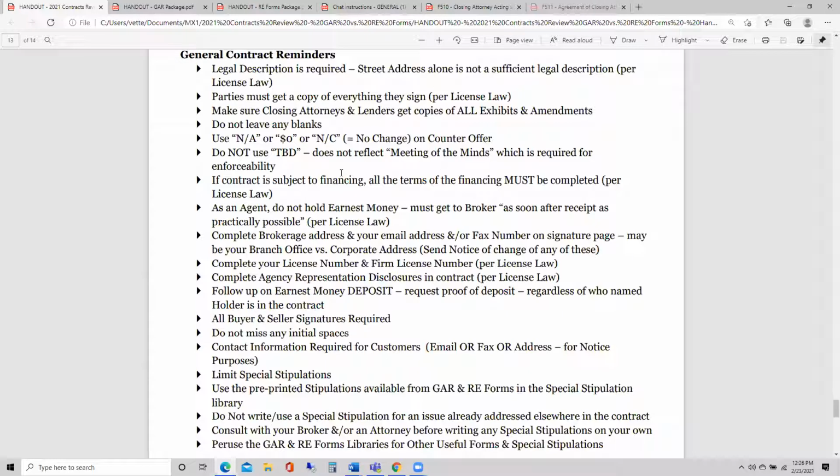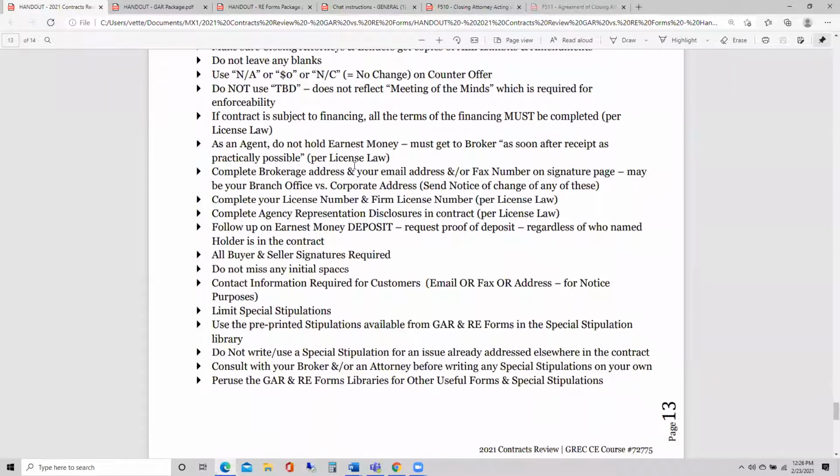Do not use TBD or to be determined. That does not reflect a meeting of the minds, which is required for enforceability. For example, closing attorney, to be determined. Nope, you need to identify a closing attorney. If the contract is subject to financing, you must fill out all those terms per license law.